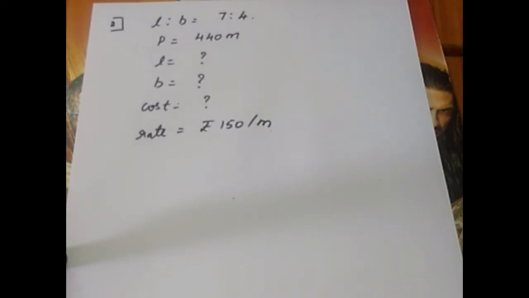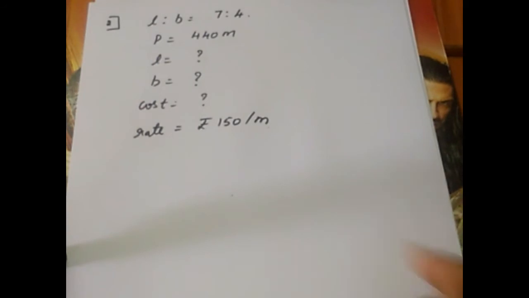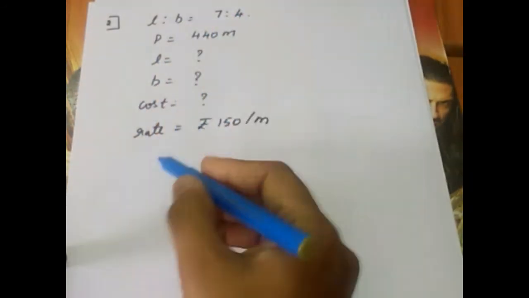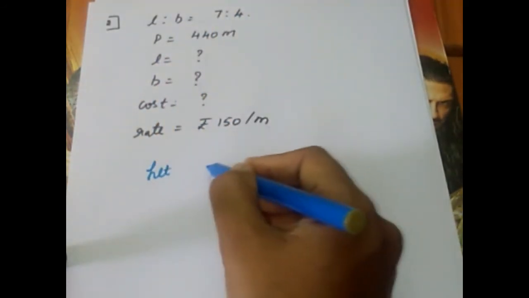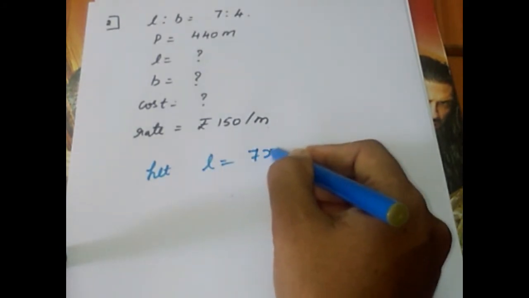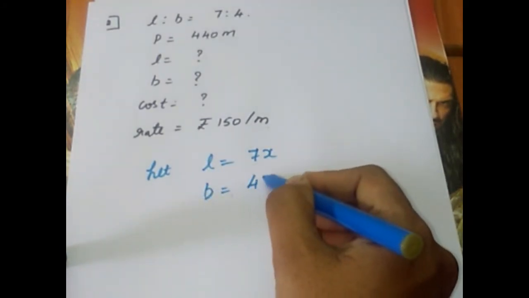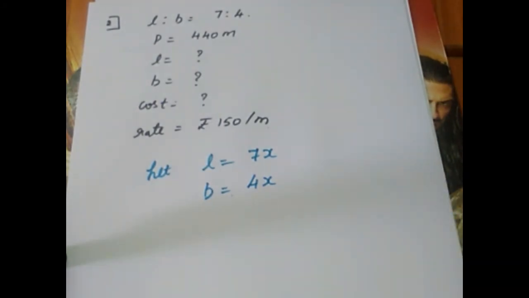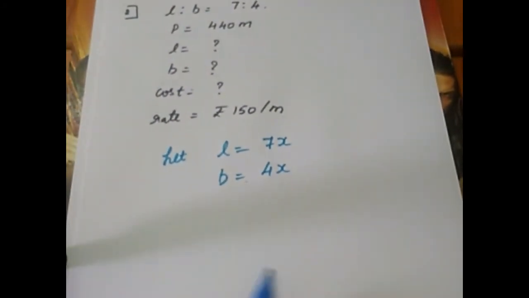Why do we need to calculate? 7:4 is the ratio. It doesn't mean that length is 7 centimeter and breadth is 4 centimeter. That is 100% wrong. 7:4 is written in its simplest form, so it may or may not be 7 centimeter and 4 centimeter, the measure of length and breadth. Whenever you have the ratio form, consider that length is 7x and breadth is 4x. I hope you have learned this type of writing in the ratio chapter.